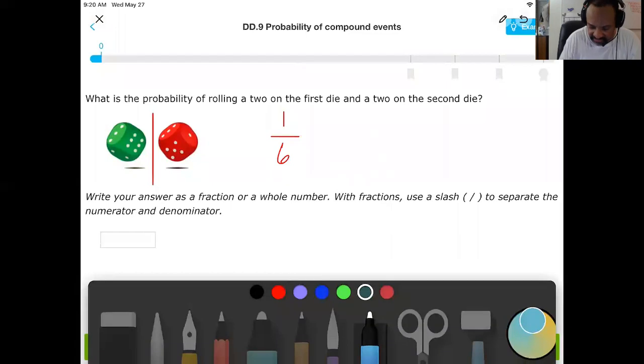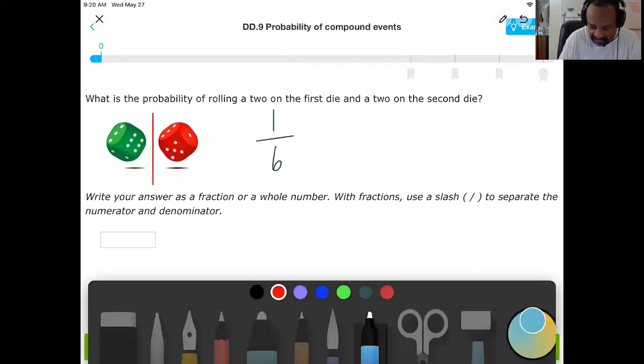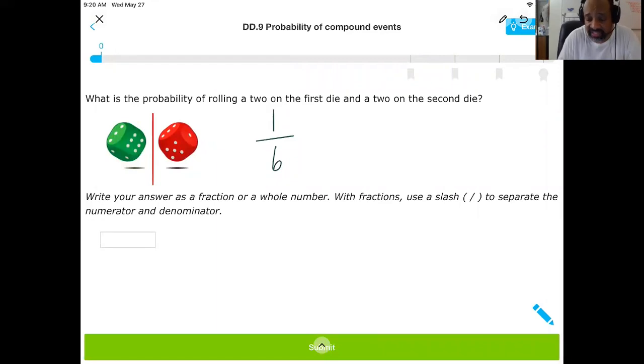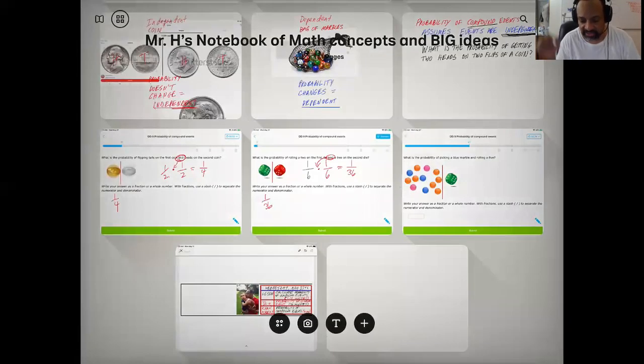Actually, let's make this green. The first one will be 1 out of 6. And then the probability of getting a 2 on the second one is also going to be 1 out of 6, because they're independent. What happened before doesn't affect what happens on the second one. So we're doing rolling a 2 and rolling a 2, and that implies multiplication. So 1/6 times 1/6 is 1/36. That would be your probability of rolling a 2 on the first die and a 2 on the second die. Got it? All right. Assuming independence. Let's do another one.